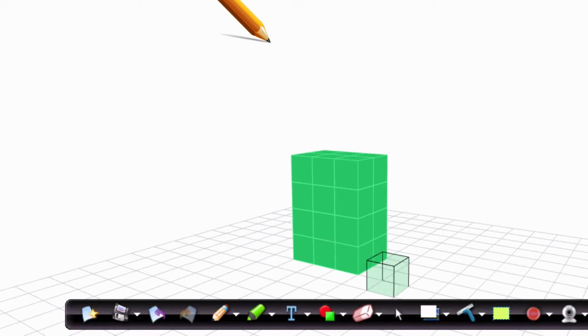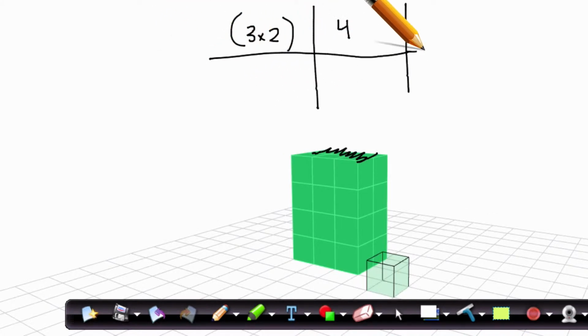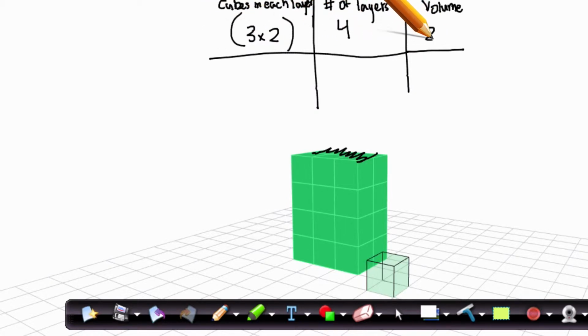So again, we could think of it as, we had to do 3 times 2 to get the area up here on the top, and then we had 4 layers. I was going to put this in a table, like what we saw in previous lessons. So this would be our cubes in each layer, this would be the number of layers, and this would be the volume. If I had 3 times 2, or 6 cubes in each layer, and I had 4 layers, that would give me a volume of 24 cubic centimeters.